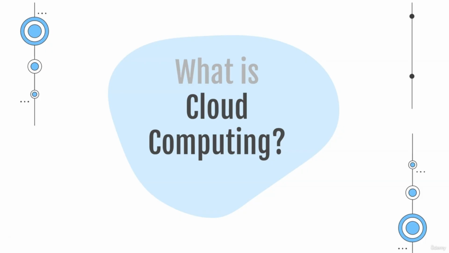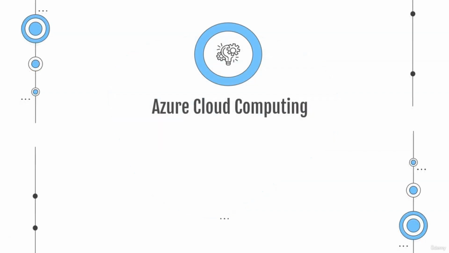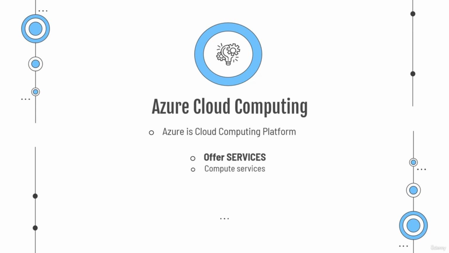Before we talk about all of the little details, let's first get an overview and understand what actually is cloud computing. Because Azure is a cloud computing platform. This means that Azure offers different services and we can then pay for these services and use these services. So these services can include compute, storage services, but also database and software services.